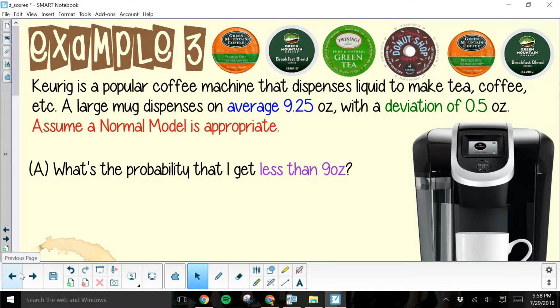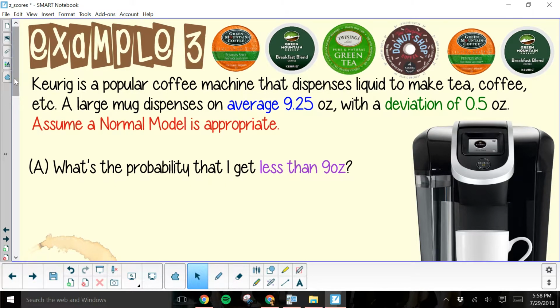Let's do one with a Keurig, a popular coffee machine that dispenses tea, coffee, etc. A large mug dispenses on average 9.25 ounces, give or take 0.5 ounces. Assume a normal model is appropriate. That's always important. Please pause the video and try to answer part A on your own.